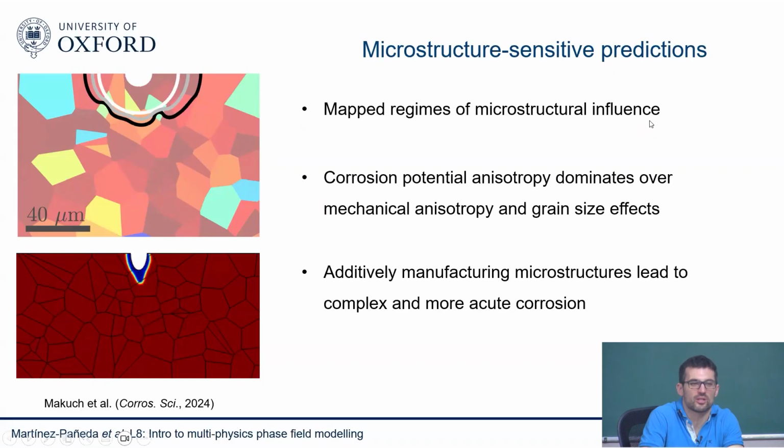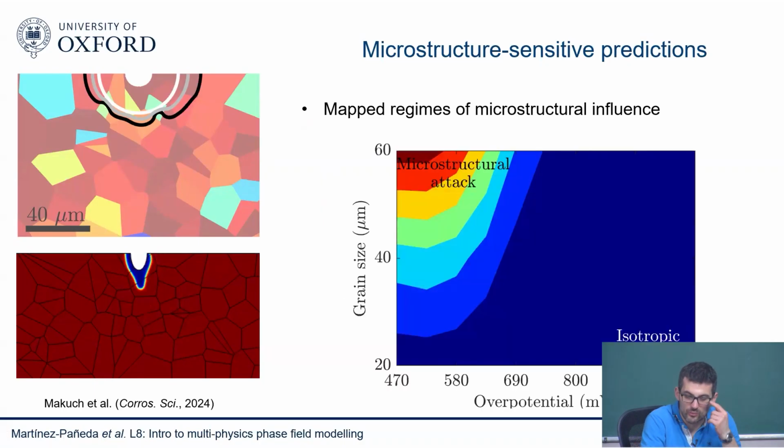map the regimes of microstructural influence. So when do we need a model as complicated as this one, and when can we get away with an isotropic model? And this is what we did. It depends on many things, among others, the size of your pit. If your pit is much larger than your grain size, or the overpotential, the conditions where you have more activation versus diffusion control corrosion. But this was the idea. We tried to build maps that look like this one, where you basically understand in which cases you have some sort of microstructural dependence, and in which cases you can get away with a simpler model.